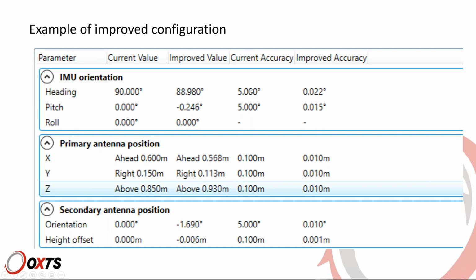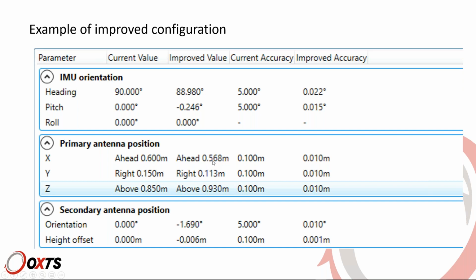So you start from 5 degrees, it brings it down to very, very small angles, 0.015. Same for primary antenna position. So that's the lever arm between primary antenna and IMU. You start, say, again, 60 centimeters, 15, 85, and it corrects it.